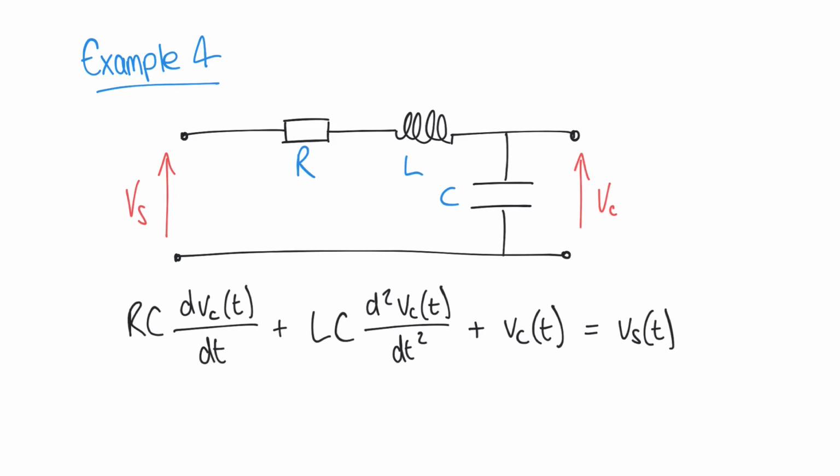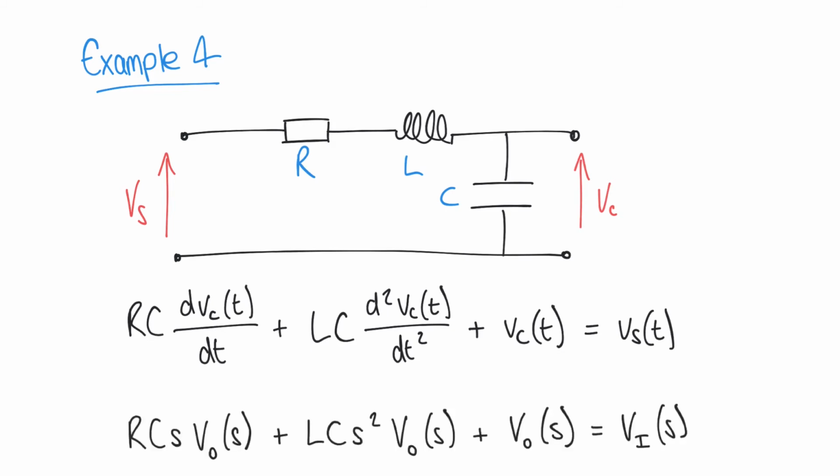and we see that we can take these constants here, RC, LC. These are constants. These don't fall under the Laplace transform, but any function of time is going to be affected by the Laplace transform, and we get something that looks like this. We've got RC multiplied by S, VO of S, plus LC, S squared, VO of S, plus VO of S is equal to VI of S. So notice again, I'm using this output and input notation here.